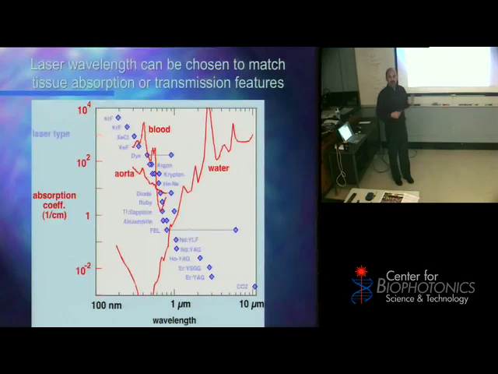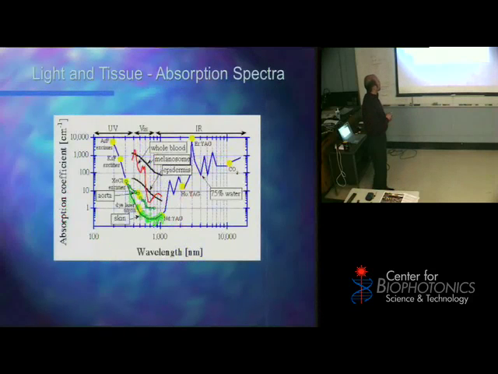Okay? So the optical window, this is another way to see it. This one has a few more things on it. It has whole blood, epidermis. It shows you the aorta. It shows you the absorption of skin. It shows you all these different things. And these little yellow spots, it just shows you lasers that have that wavelength. So what laser would you use to look at what part of the spectrum?